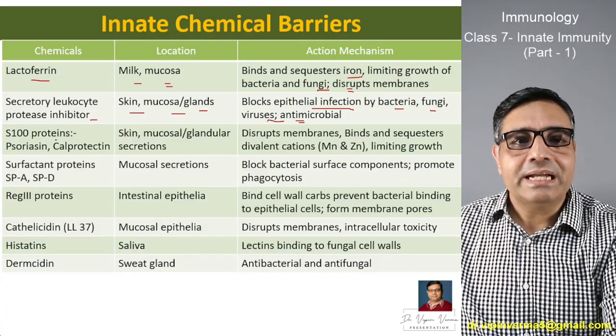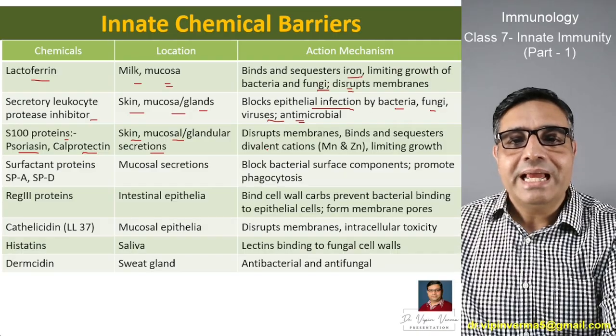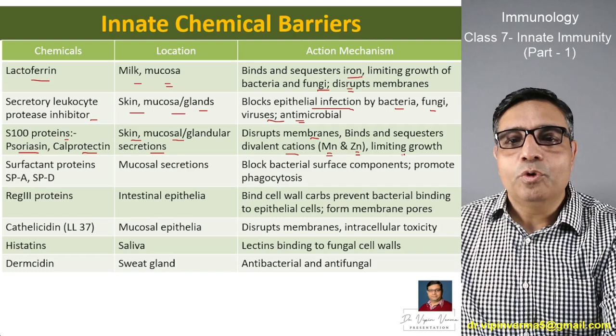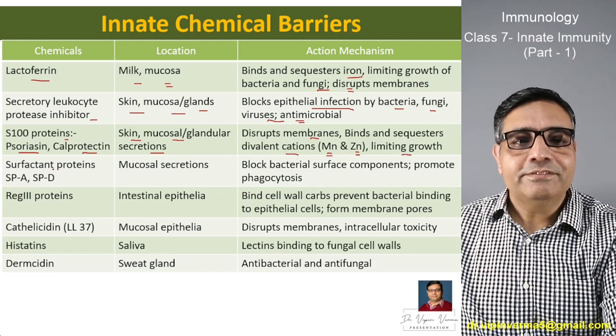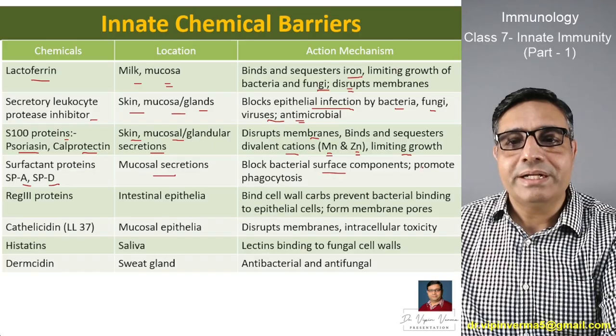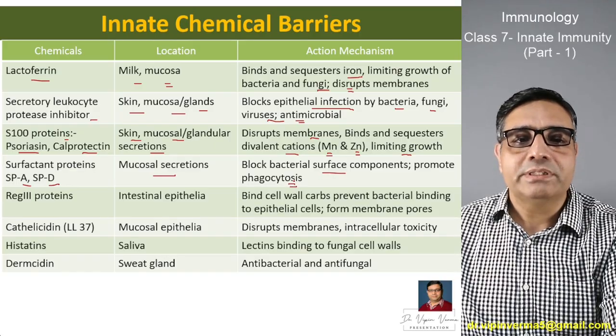Then we have S100 proteins like psoriasin and calprotectin. They are present on the skin, in mucosal or glandular secretions, and they disrupt membranes. They bind and sequester divalent cations, for example manganese and zinc, and they limit growth. And then we have surfactant protein A and surfactant protein D. They are present in mucosal secretions, they block bacterial surface components, and they promote phagocytosis.